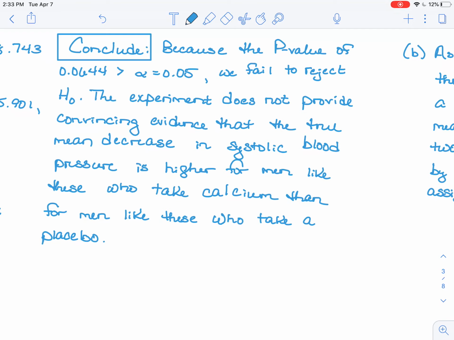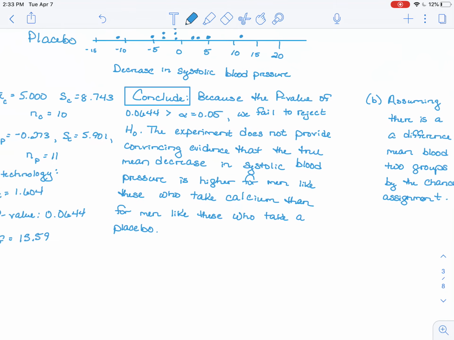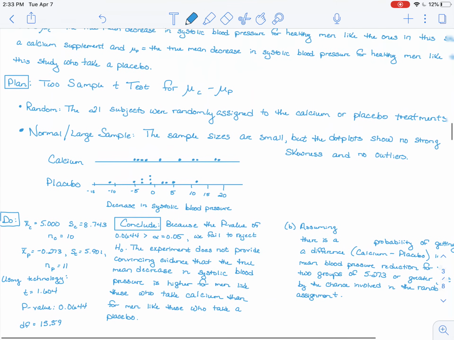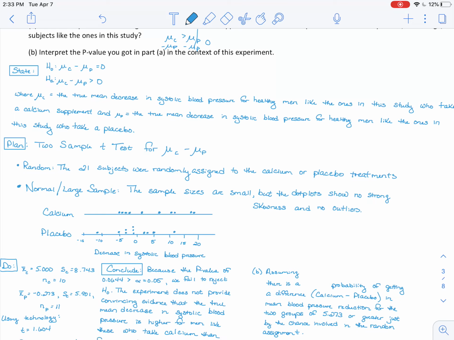We're going to kind of say what this means in terms of our alternative. So it does not provide convincing evidence that the true average decrease in systolic blood pressure is higher for men like these who take calcium than for men like these who take placebo. So we didn't have evidence that the alternative would be true.